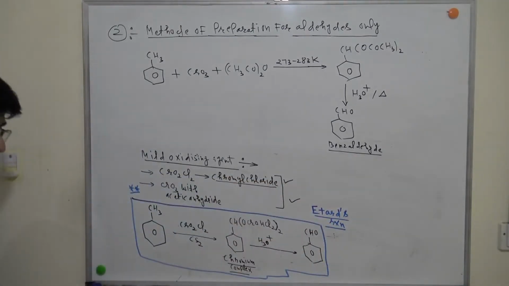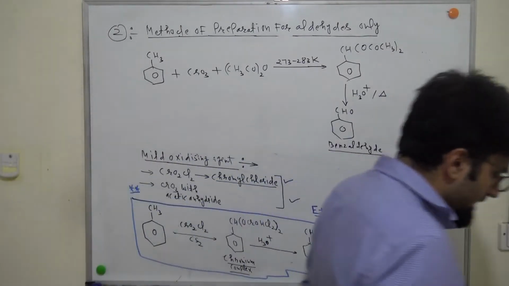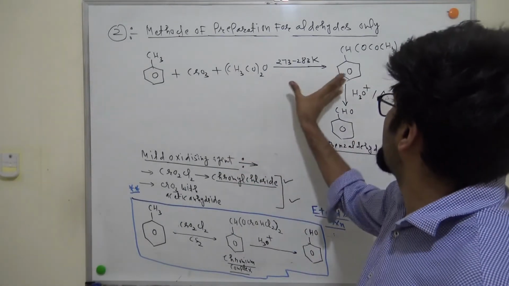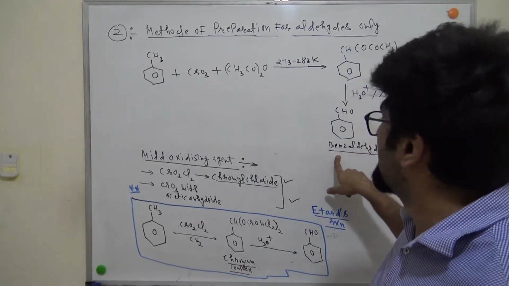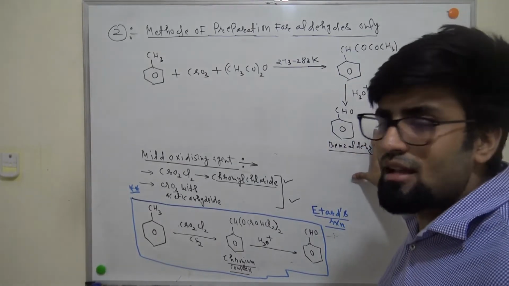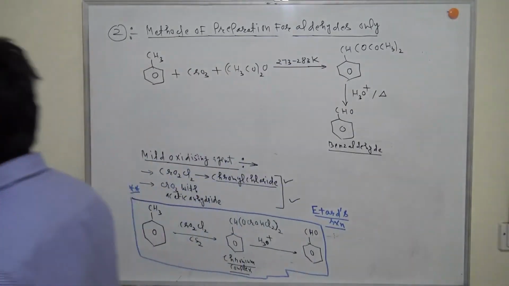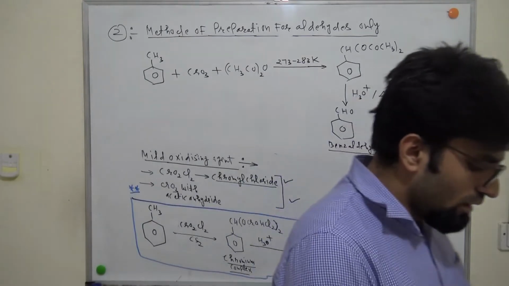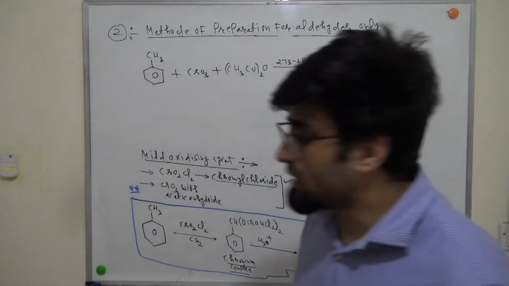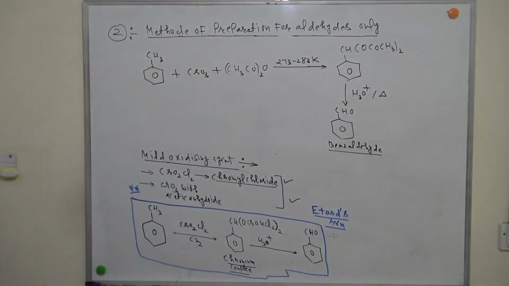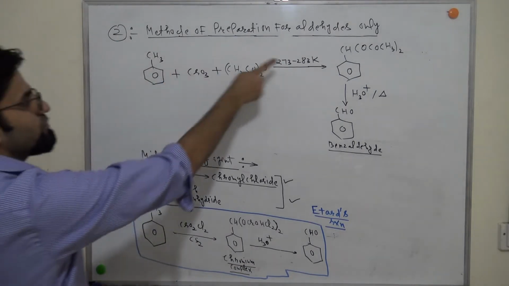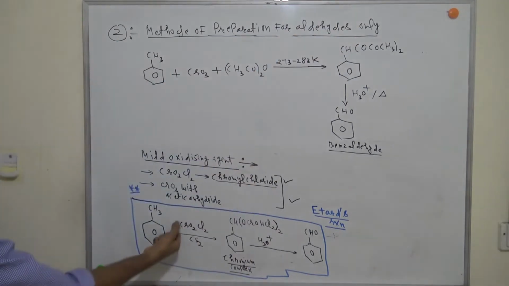So I hope you learned that if you do it with a strong oxidizing agent, then you will get acid, but if you do it with a mild oxidizing agent, the intermediate products will generally finally convert into benzaldehyde. And next, this is your reaction with CrO3 and acetic anhydride, but Etard's reaction is with CrO2Cl2 and CS2. That is your Etard's reaction.